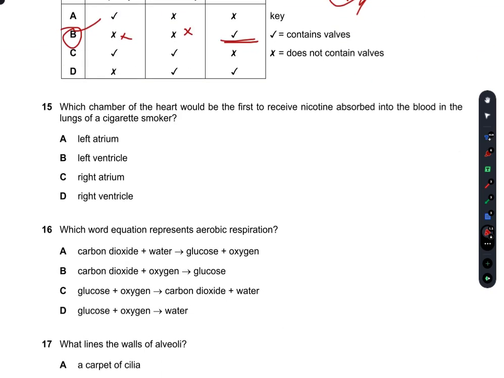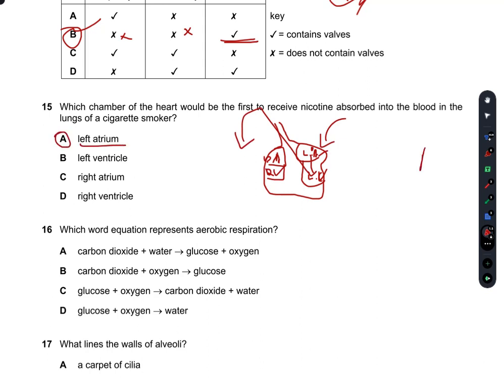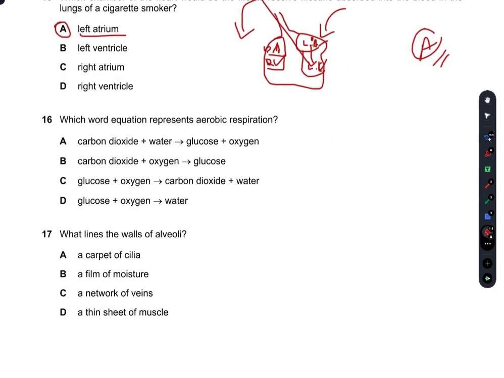Which chamber of the heart would be the first to receive nicotine absorbed into the blood in the lungs of a cigarette smoker? So suppose this is a heart diagram. This is the left atrium, this is the left ventricle, this is the right atrium, and this is the right ventricle. So blood would come from here first into the left atrium, then it would go into the left ventricle, and then towards the body. So the left atrium would be the first to receive the blood from the lungs. So A is the right answer.